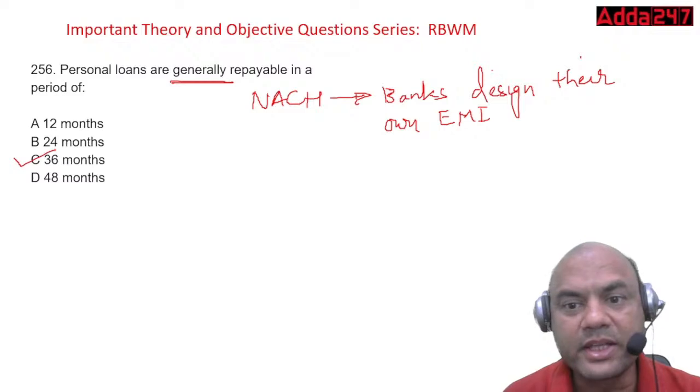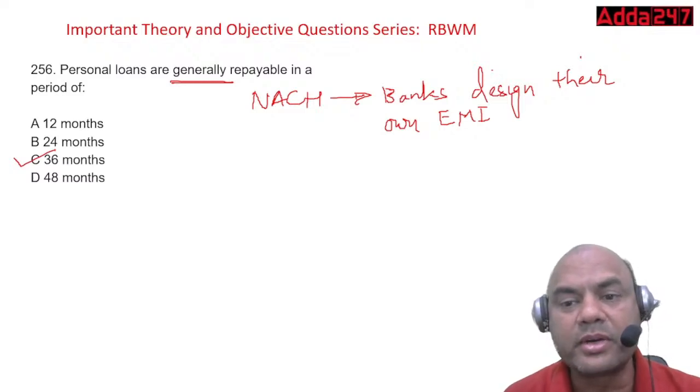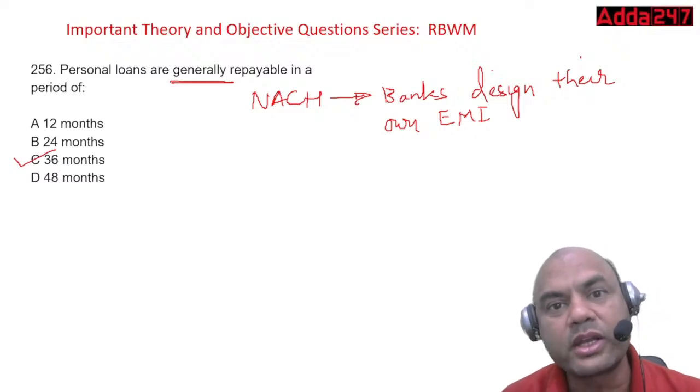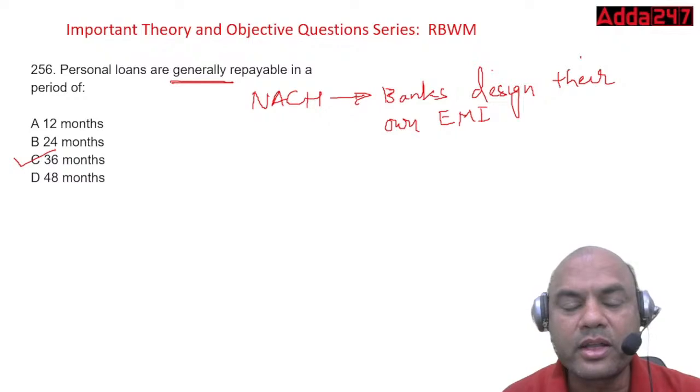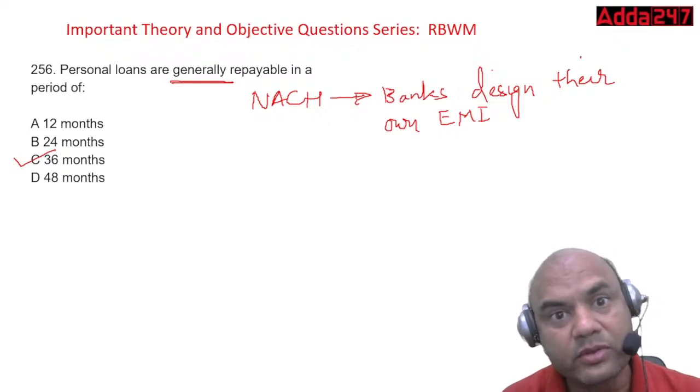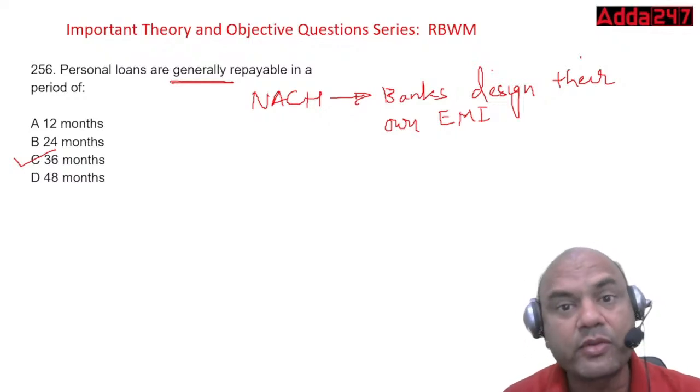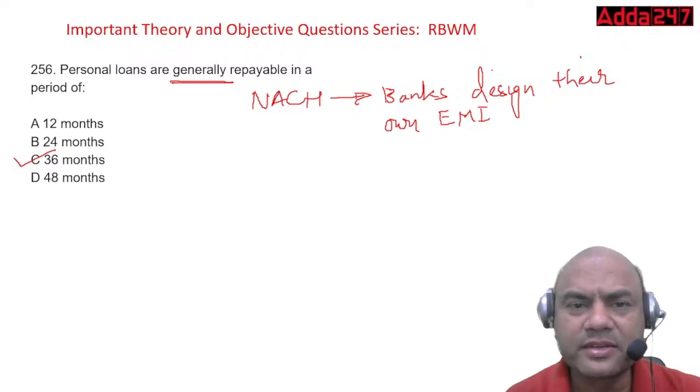right? EMI means equated monthly installment. If it is not monthly, then we won't call it EMI. We'll call it EDI, equated daily installment. So suppose if I want the loan to be repaid in 1 month only, after a period of every 3 days, I can design it.